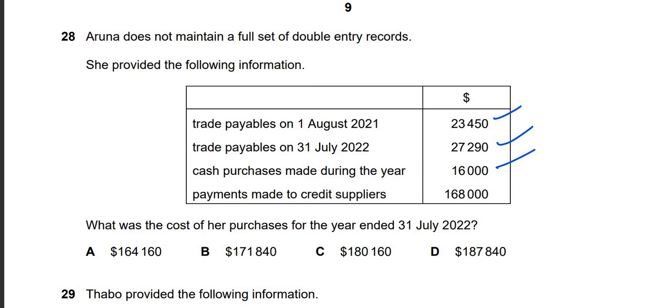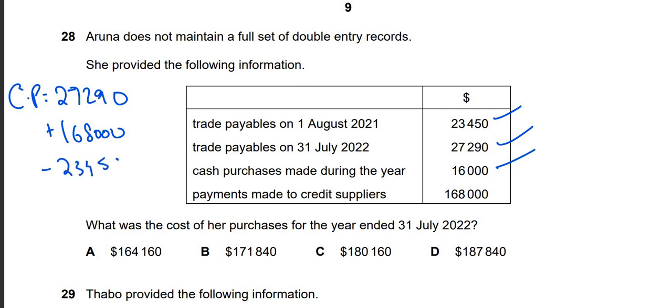So credit purchases are going to be, in this question, you will add 27,290. Then you will add 168 because that's how much you have purchased, and then you will subtract the closing inventory, the opening one. You will get 171,840. So total purchases are credit purchases plus cash purchases. So you will add 16,000 to this. You will get 187,840.